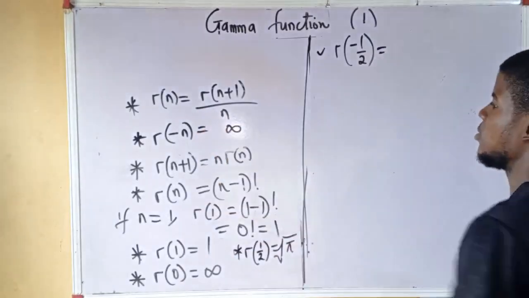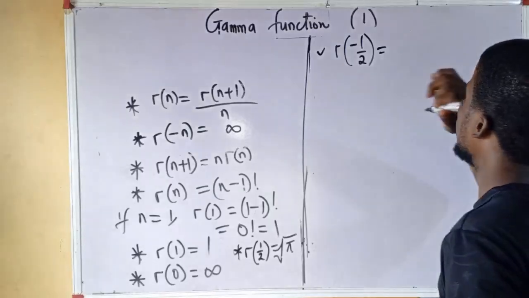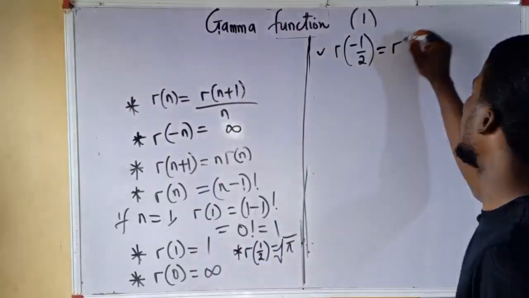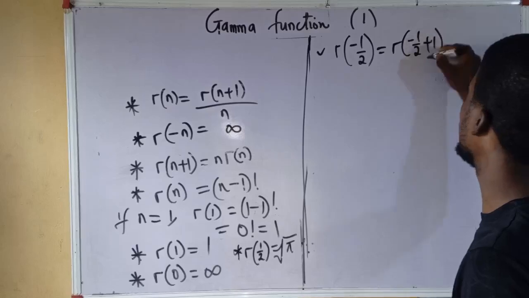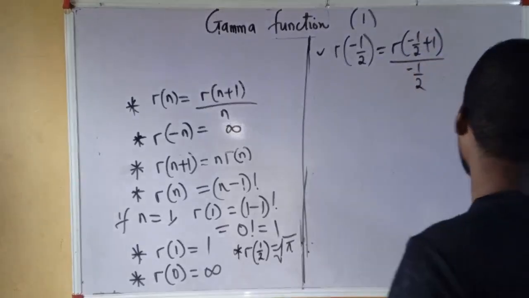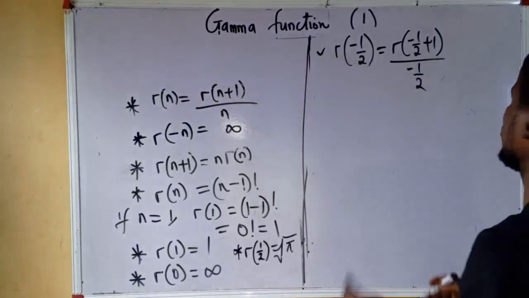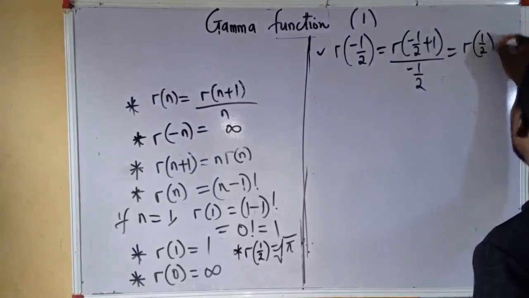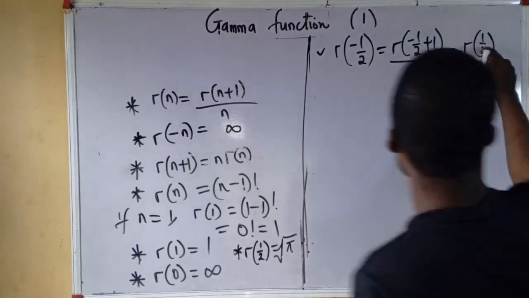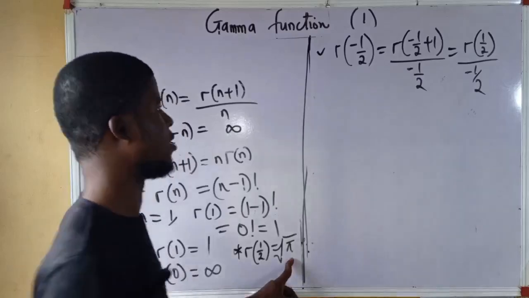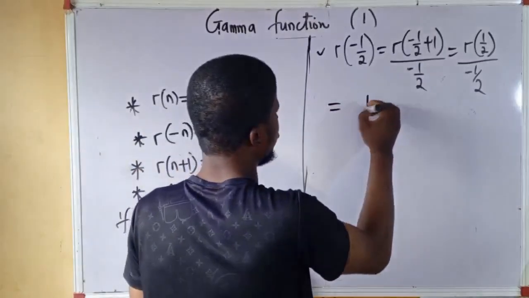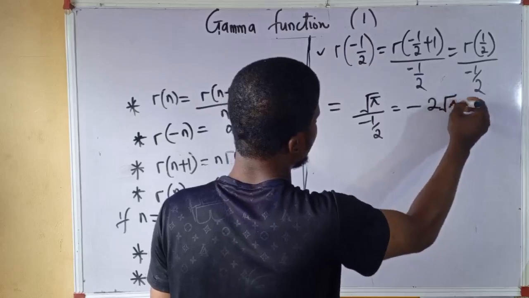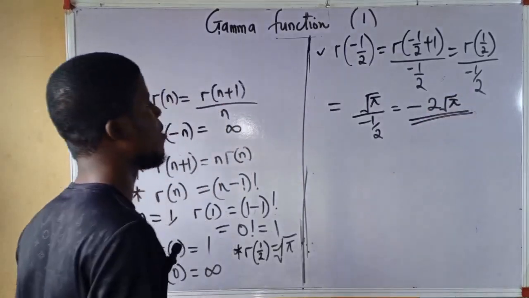Using the same identity, the first one that we have here, this gamma of minus 1 over 2. In this case now, n is minus 1 over 2. So we'll be having gamma of minus 1 over 2 plus 1 all over minus 1 over 2. What's minus 1 over 2 plus 1? That will be positive 1 over 2. So what is gamma of 1 over 2? It is root pi. Don't forget that. So this is simply root pi over minus 1 over 2, which is minus 2 root pi. That's the gamma of minus 1 over 2.